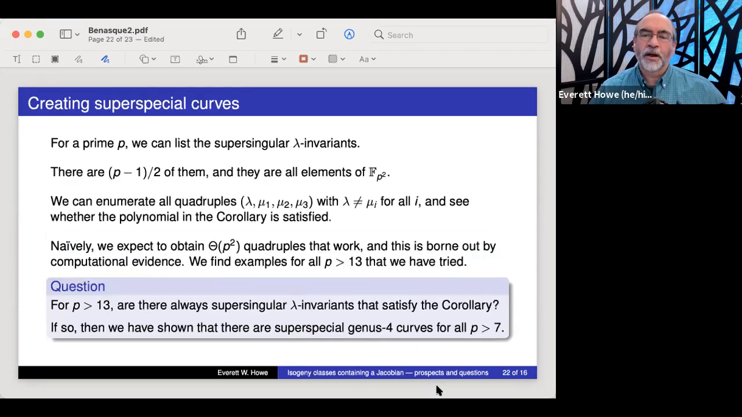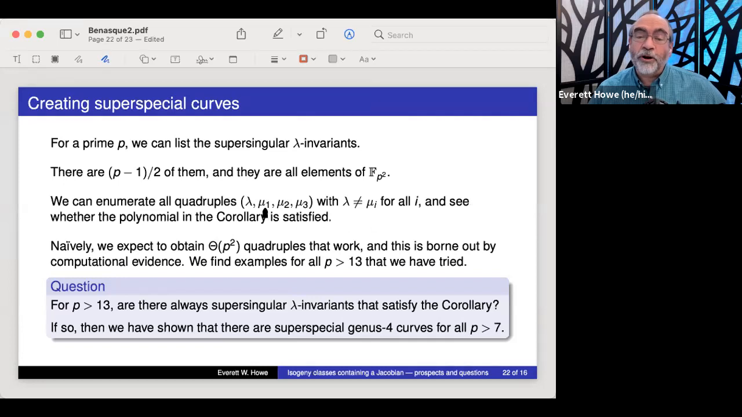And as an application, let's look at finding super special curves. So we're going to be working in characteristic p. Let's work over the algebraic closure. For prime p, you can list all the supersingular lambda invariants. And there are (p minus 1) over 2 of them, and they're elements of Fp squared.